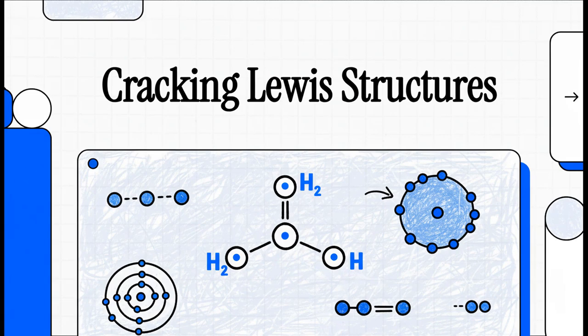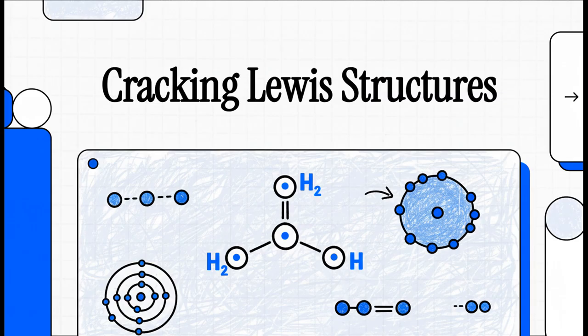Ever wondered how we know what molecules actually look like? I mean, we can't see them, right? But scientists have figured out a way to draw their blueprints. And today, we're going to crack the code on those blueprints. They're called Lewis structures, and they are basically the maps to the entire invisible world of atoms and electrons.